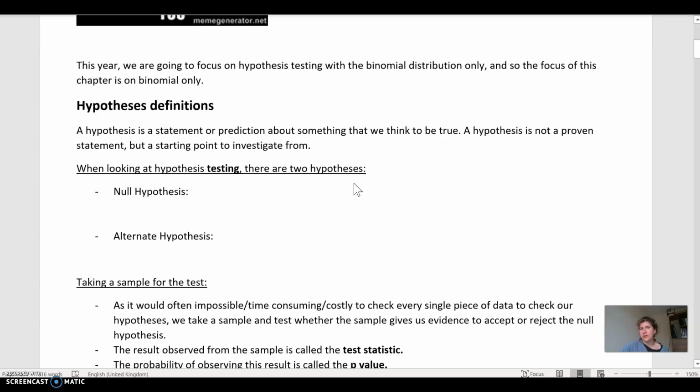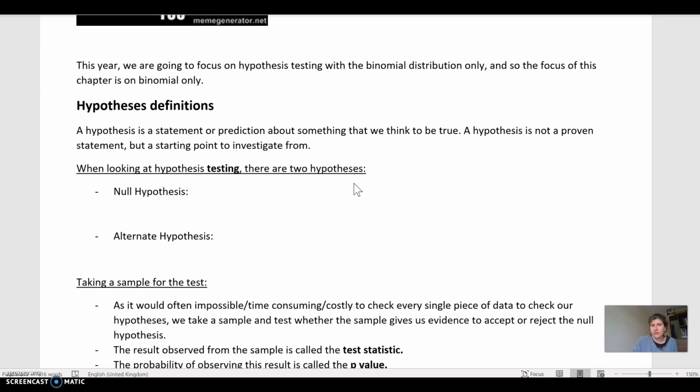what we're going to focus on this year is binomial distribution hypothesis testing. But next year, when you come into your major A-level course, you'll look at other types of hypothesis testing as well, with normal distributions and other distributions. Okay, first thing we need to talk about is what is a hypothesis. Now, most of you should know this from science. For many, many years, a hypothesis is something that you're predicting or you're thinking about being true.